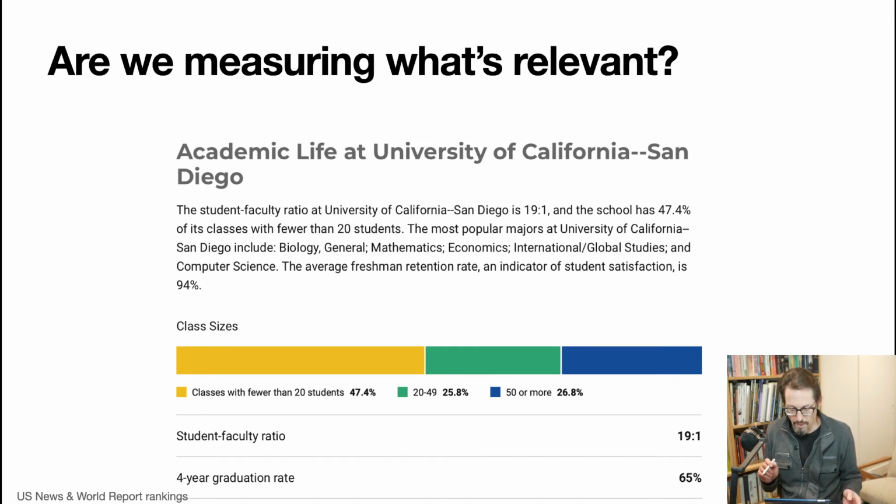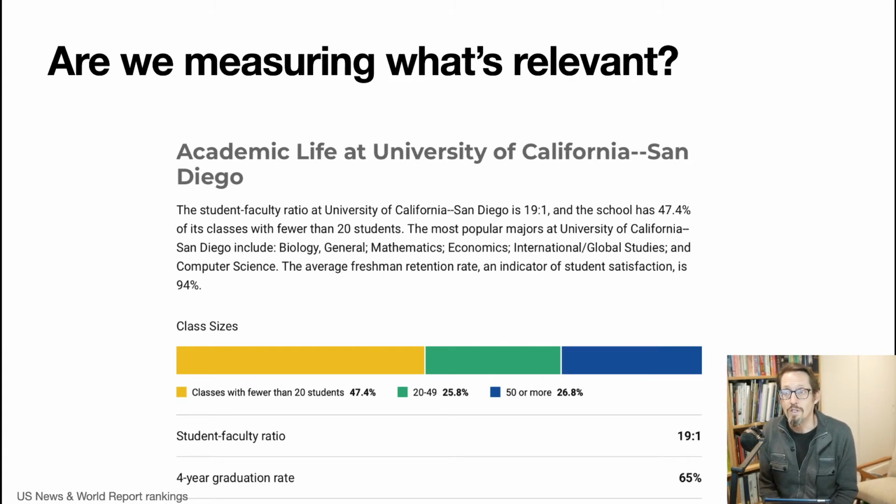That's what I wanted. Okay. So this is the report on the average class size for UCSD from the college rankings from U.S. News. Okay, great. Let's take a look at this, shall we?